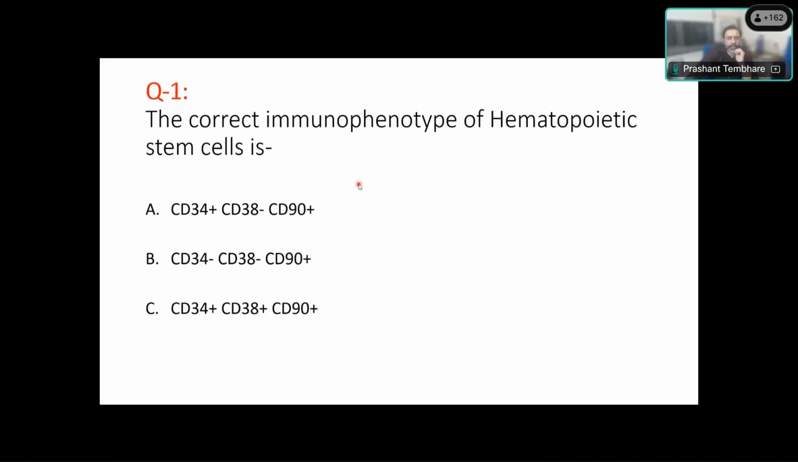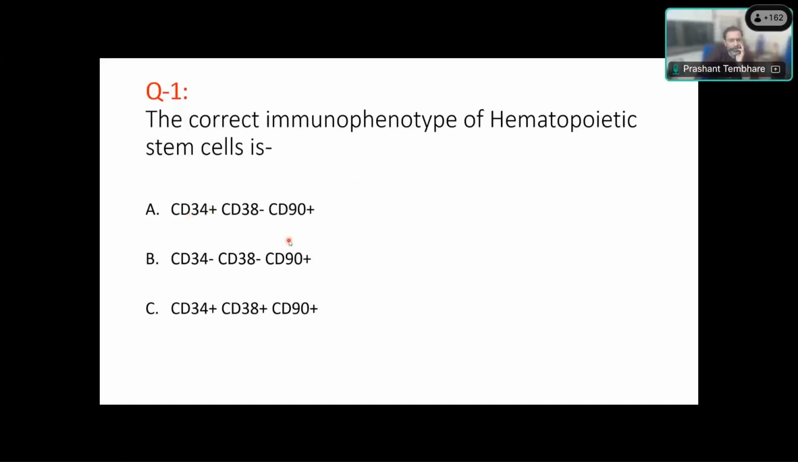Earliest hematopoietic stem cell. Majority have answered option C, sir, in the chat box. Okay, so any other answer? We have option A. Yes, so that is the correct answer.